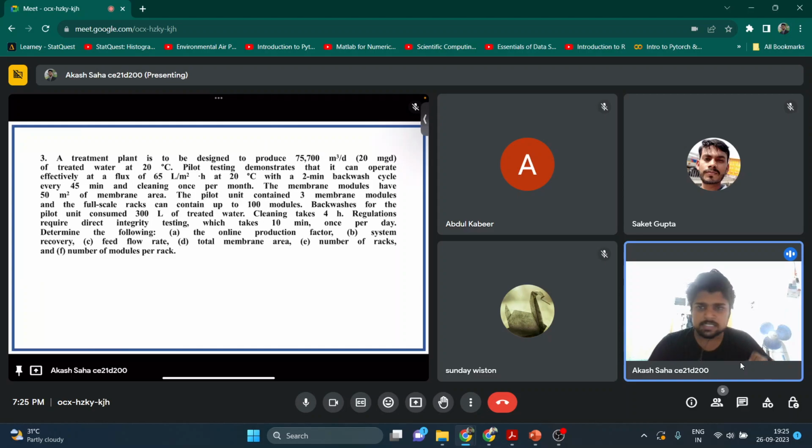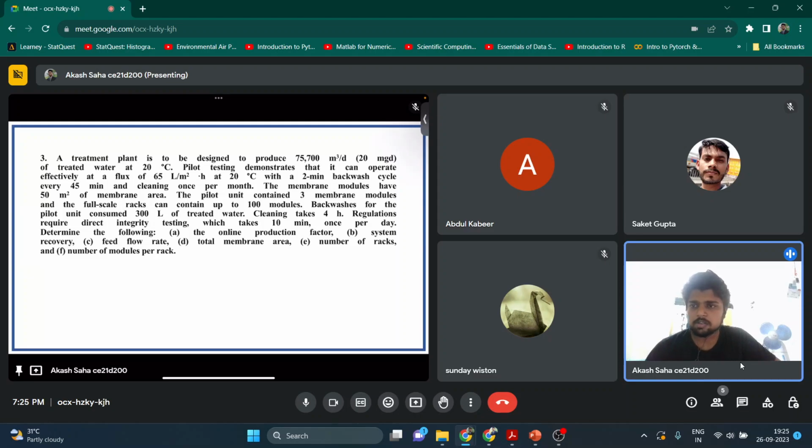And the flux is given with a 2-minute backwash cycle for every 45 minutes of normal operation. So we cannot operate a membrane continuously for a long time. You must have read that after some period of operation there will be some fouling or some problems, so we have to backwash it. So for every 45 minutes of operation there is a 2 minute backwash. And there is a cleaning once per month.